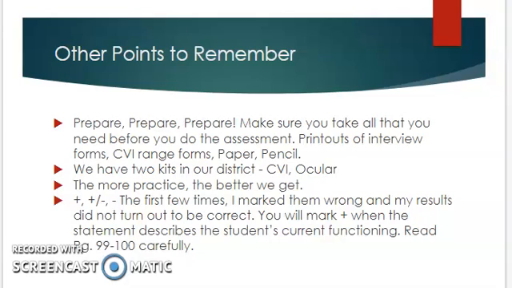The other points to remember are: prepare. Make sure you take all that you need before you do the assessment: printouts of interview forms, CVI range forms, paper, pencil. So many times we forget things, so just prepare yourself. This book has a kit. You will read about what you need to have in a CVI kit for functional vision assessment. Make sure you have all the materials before you go in. In our district, we have 2 kits prepared for each of our teachers. One is the CVI kit and one is the ocular kit.